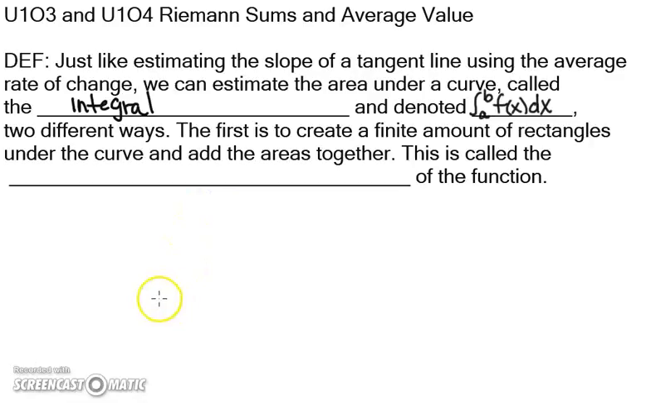So we're going to estimate the integral denoted with this, and it's kind of hard to see, but it's on your paper already. It's a little s thing, a to b of f of x dx, and I'll explain how we read that in a second. We're going to be able to estimate this area under the curve two different ways. The first way that we're going to talk about in this video is to create a finite amount of rectangles under the curve, and then we're going to add all these areas together. Using the rectangles is called the Riemann sum.